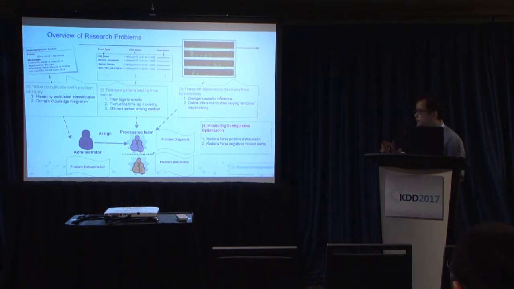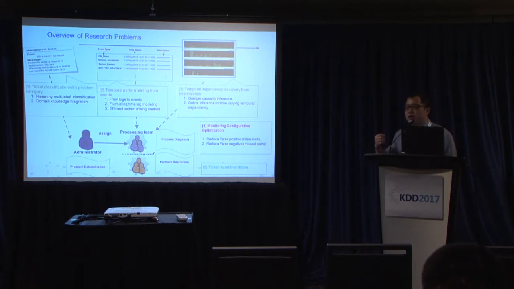And there are monitoring conditions that we talk about. How do you optimize the monitoring conditions? And also, once you have a lot of tickets, can we make use of the tickets? Because the tickets have a lot of information about the problem resolution and the problem description. Can we make use of the historical tickets to optimize this process, trying to recommend possible resolutions for the new tickets? So those are research problems associated with different types of data.